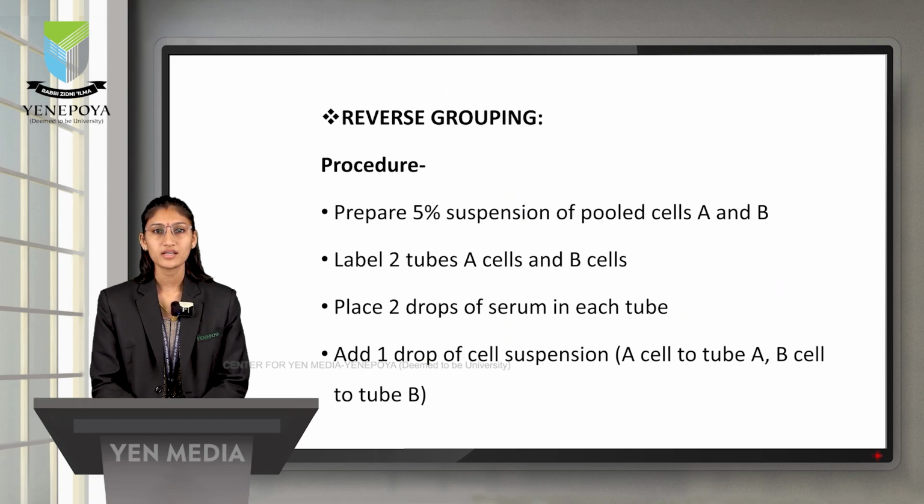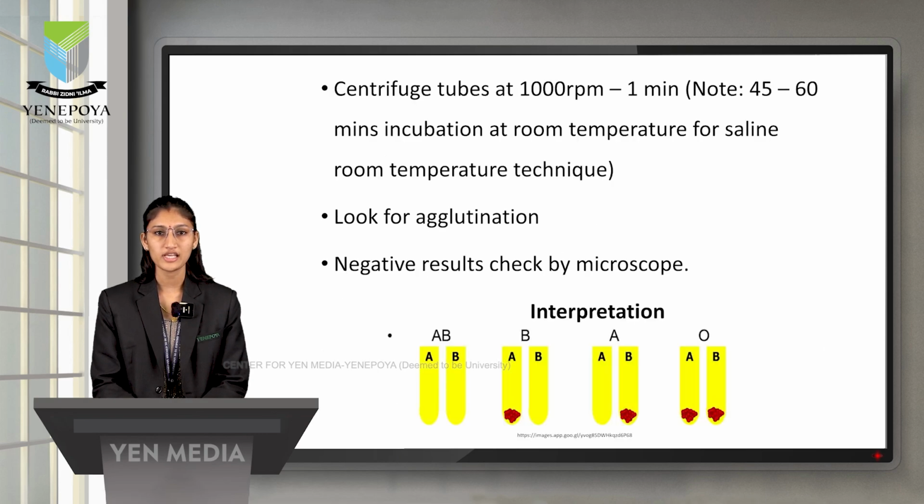Next is the reverse grouping. In reverse grouping we are using the patient's serum or plasma. For this we need a pooled cell. We prepare a pooled cell of 5% cell suspension, label the tubes as A and B, and add 2 drops of serum to each tube. After that you add the cell suspension to tubes A and B. Then mix it properly and centrifuge at 1000 RPM for 1 minute.